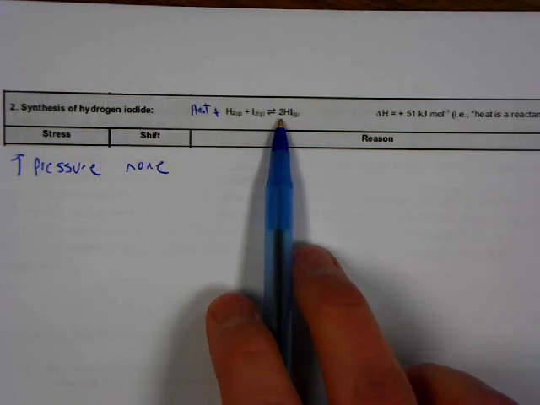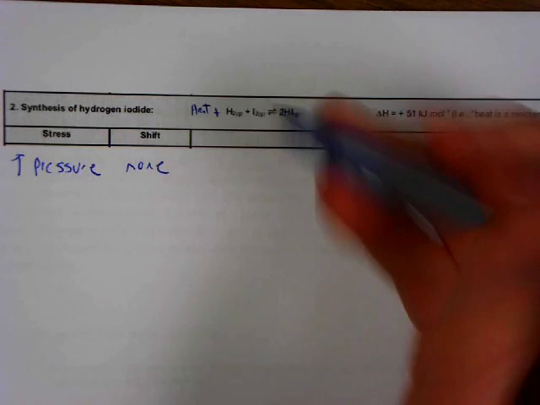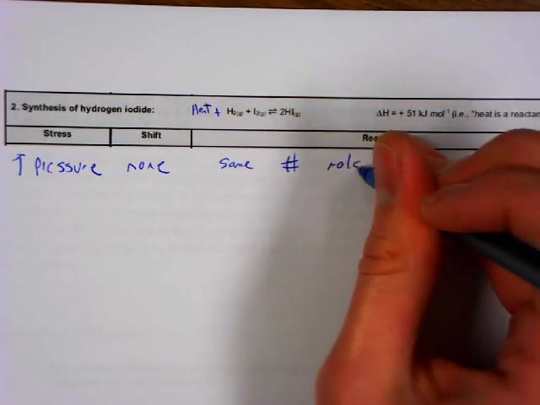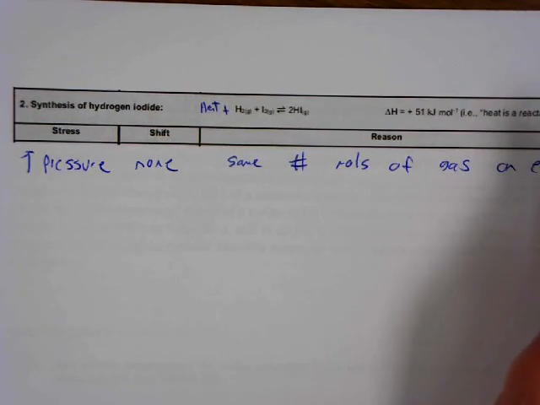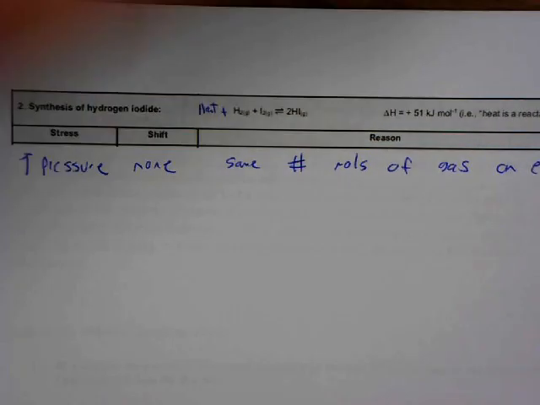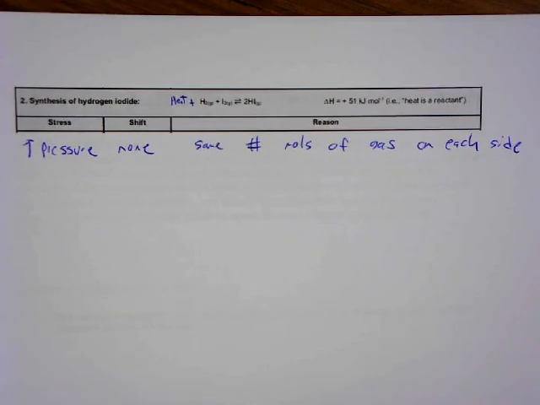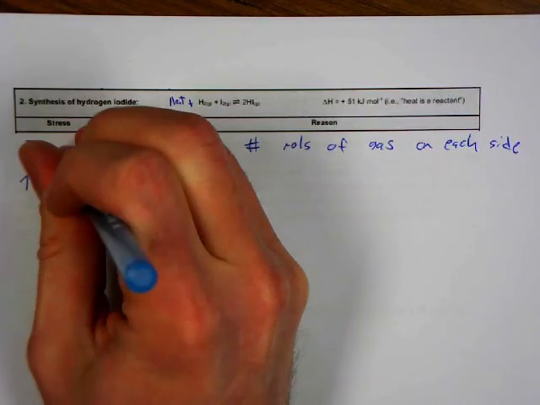How many moles of gas do I have on this side? 2. How many moles of gas do I have on this side? 2. There you go. It's the same number of moles of gas on each side. It shifts to the side with the least number of moles of gas. Well, if it's the same on both and you add pressure, it's not going to shift. Right?